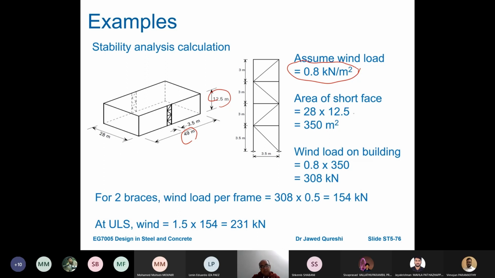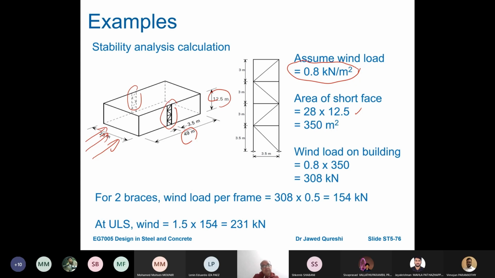Now, the reason we are working out the area of the short face is because these two bracings will resist wind load in this direction. You will not work out the area of the long face. It will be wrong. They are not resisting loading in the long face. They are provided in the long face, but they are resisting wind loading in the short face. And this is very important to understand. If you understand this concept, then obviously everything becomes easier.